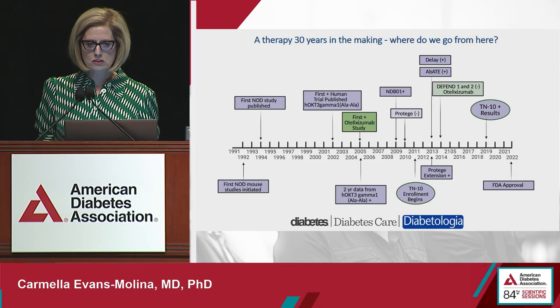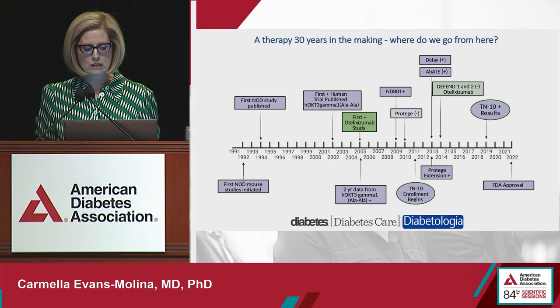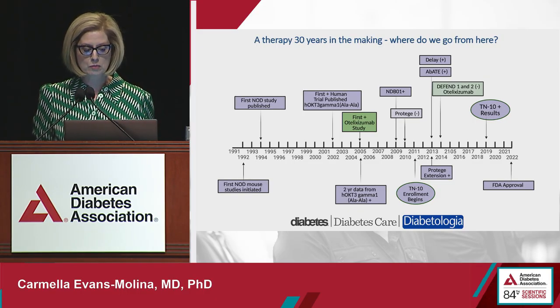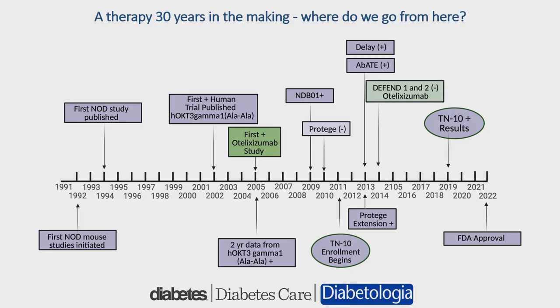I think one of the biggest challenges that we have to acknowledge is it took us 30 years to get to an approval of a disease-modifying therapy with this particular class of agents. So the first mouse studies began testing teplizumab in 1992, and then we didn't begin enrollment into the TN10 study, which led to its approval, until 2011, with the trial results being reported out in 2019. So this is a very long trajectory for drug approval.